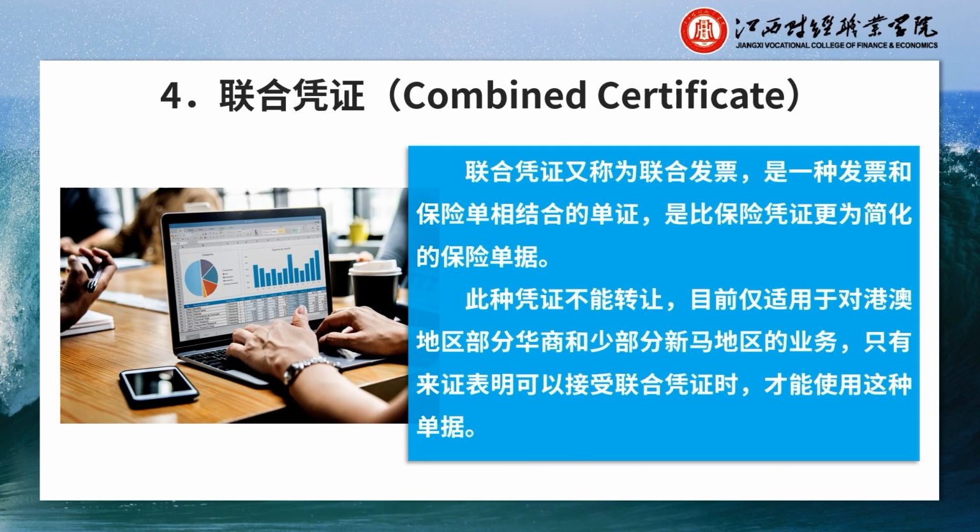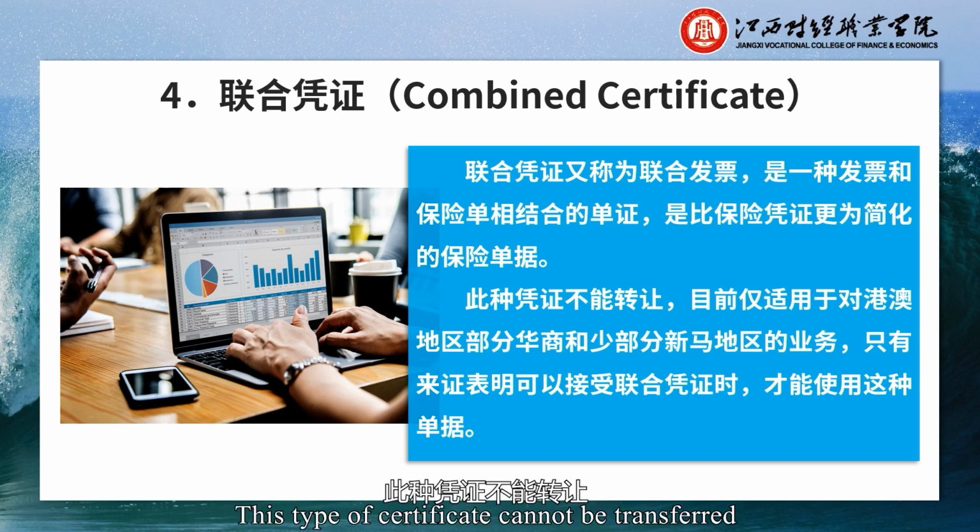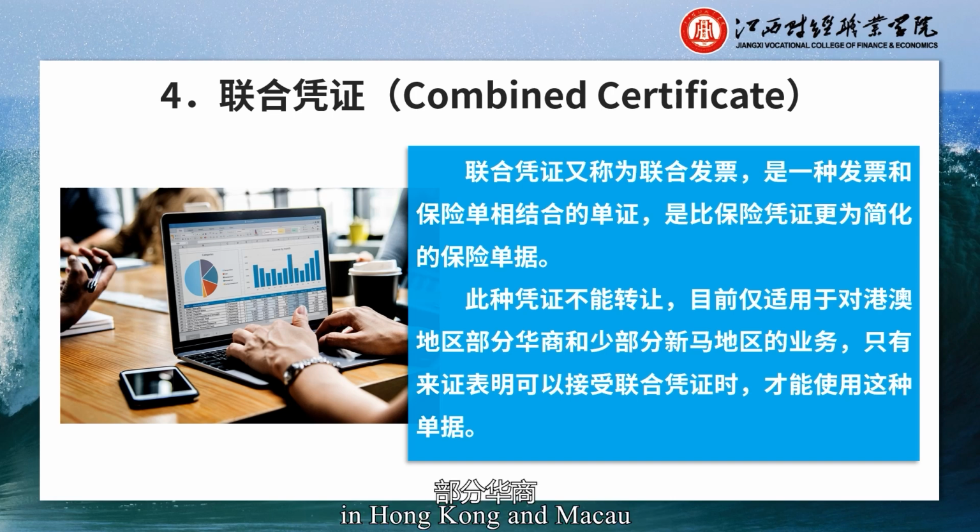A joint voucher, also known as a joint invoice, is a document that combines an invoice and an insurance policy. It is a more simplified insurance document than an insurance voucher. This type of certificate cannot be transferred and is currently only applicable to some Chinese businessmen in Hong Kong and Macau, as well as a small number of businesses in Singapore and Malaysia. This type of document can only be used when the certificate indicates that a joint certificate is acceptable.